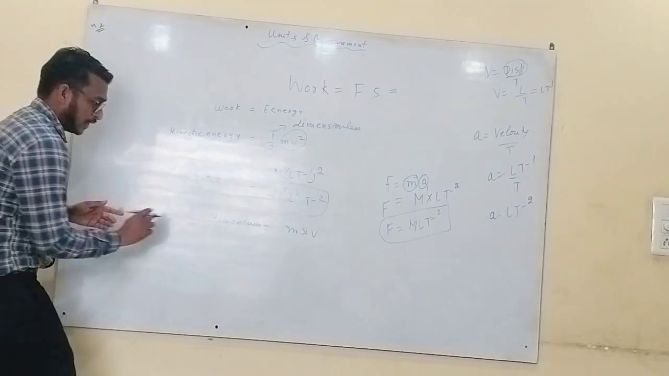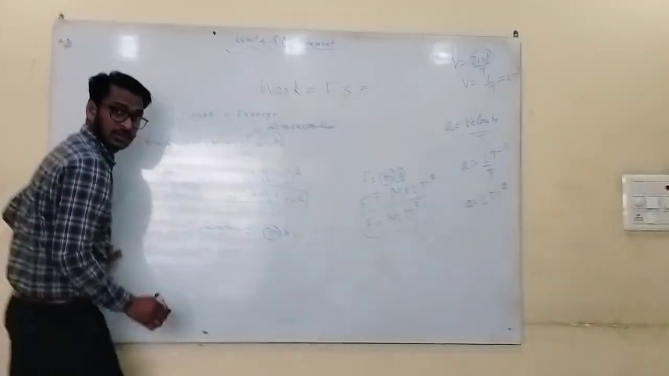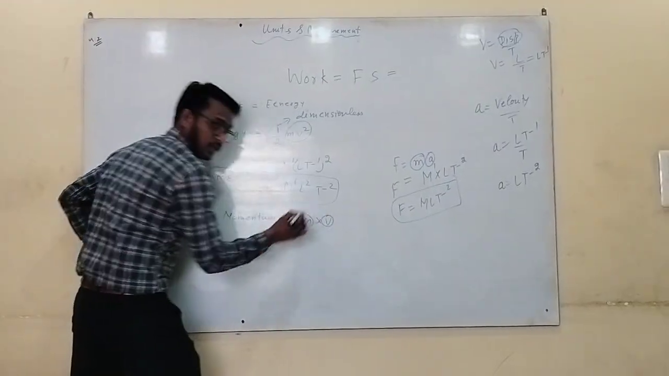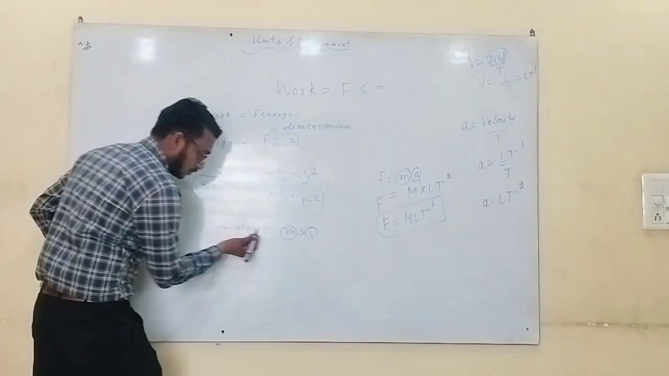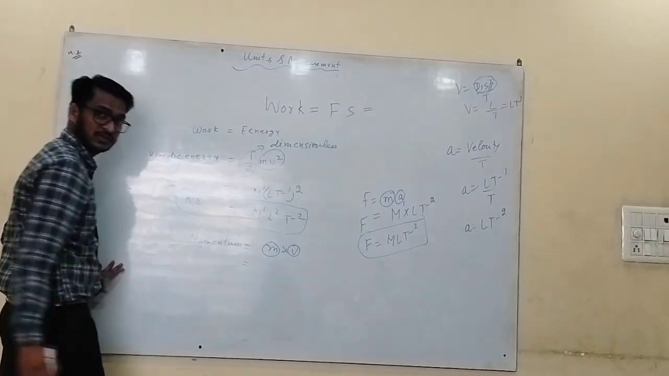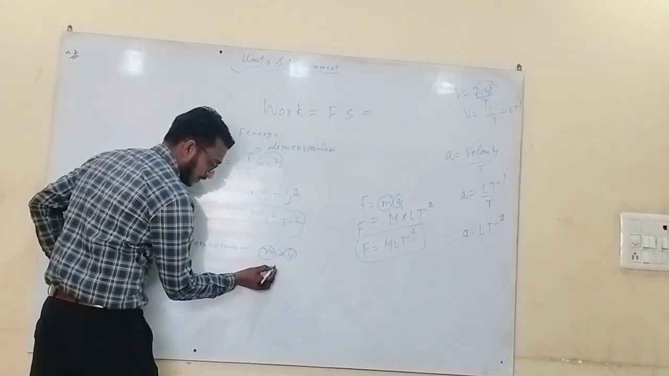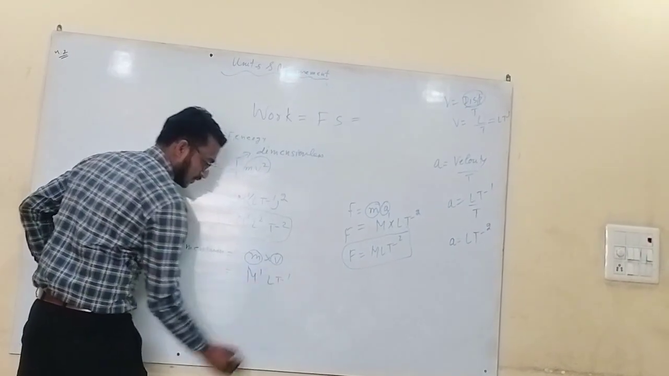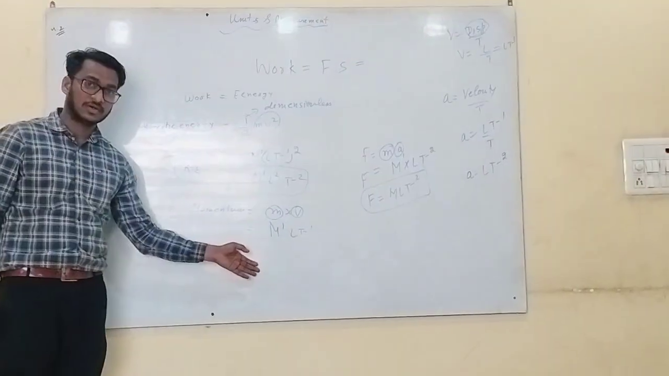So what is momentum? m is the mass of the object. What is v? The velocity of the object. What is the formula of momentum? Mass into velocity. If I want to find the dimension of this, mass has M1, velocity has LT^-1. So simply we can calculate the dimension of momentum.